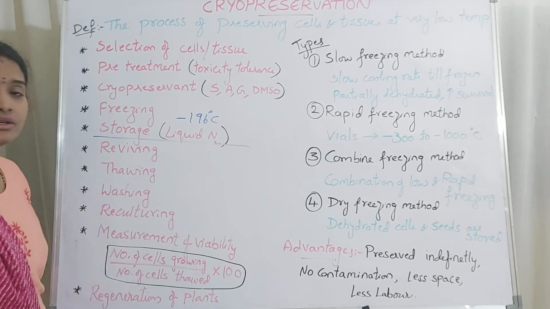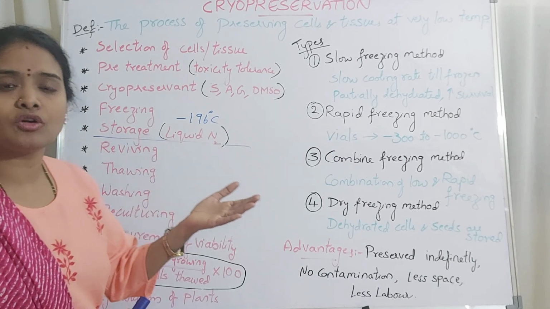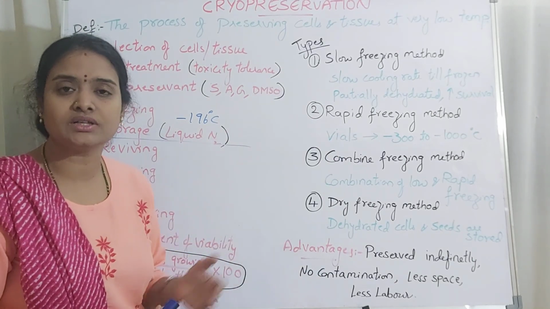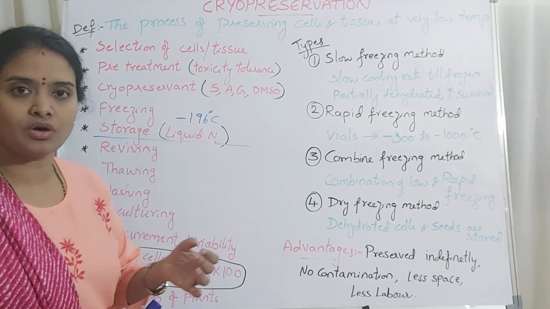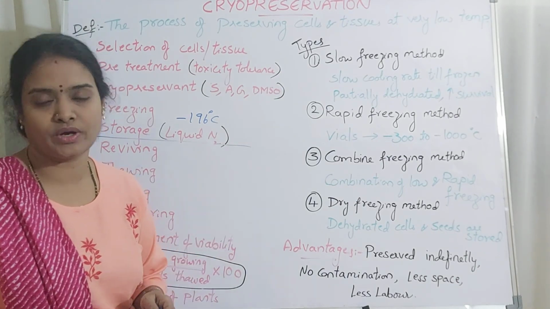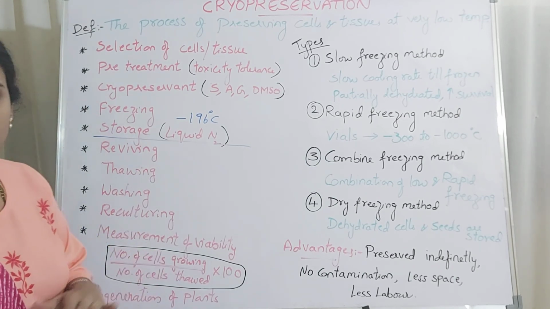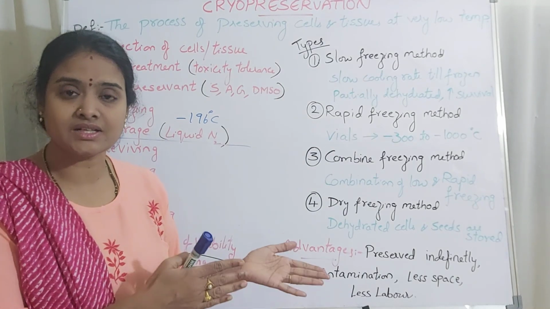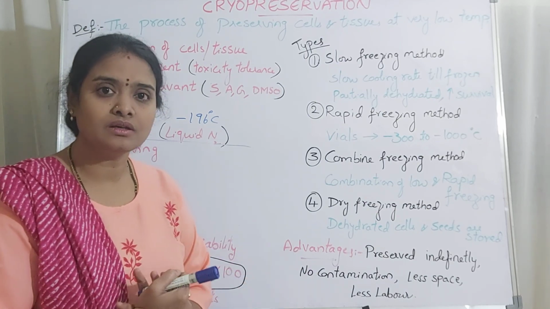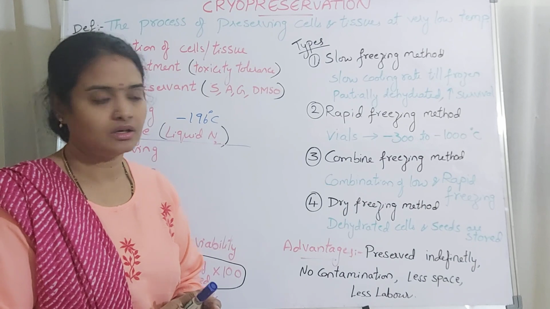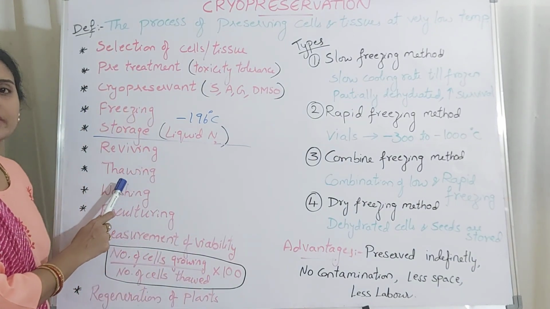So how can you revive them? Simply either by placing them at normal room temperature for a longer time. Otherwise you can use warm water baths. Right? In the warm water you are going to place those vials. Okay? Directly you are not going to place them in hot water, because of sudden shock, right? With the temperature change, the cells may lose their viability. Okay? So then the next step is the thawing process.